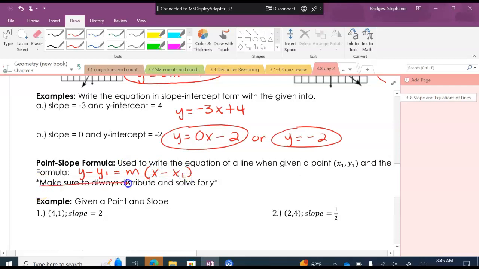And then what I want you to do is scratch out that little asterisk thing because we're not going to do that. I couldn't get it to disappear off my notes. So just scratch that out. That little asterisk underneath that formula line, just scratch it out. I'm not going to make you solve it for y.